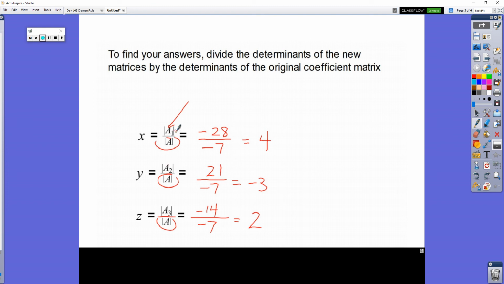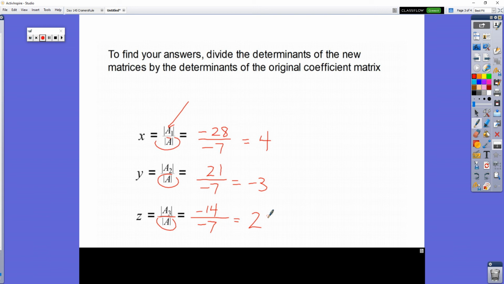Divide your new matrix's determinant, so A1's determinant was negative 28, by the original coefficient matrix A. Its determinant was negative 7. So that means the answer for X is 4. And for Y, you're going to get 21 divided by negative 7, which is negative 3. And for Z, you're going to get negative 14 divided by negative 7, which is 2.